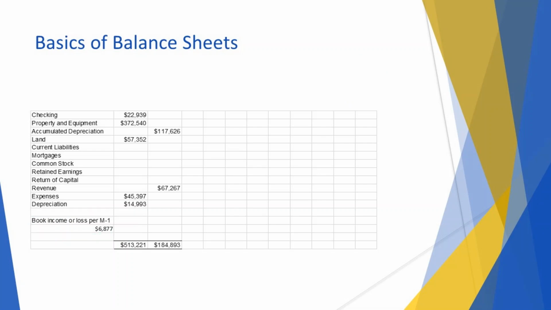Okay, let's focus on the top section, starting with assets. They provided a December bank statement, and it has an ending balance of $22,939. And there are no deposits in transit or outstanding checks. We know that they have $372,540 in depreciable assets and $177,626 in accumulated depreciation. We also know that there's $57,352 in land.